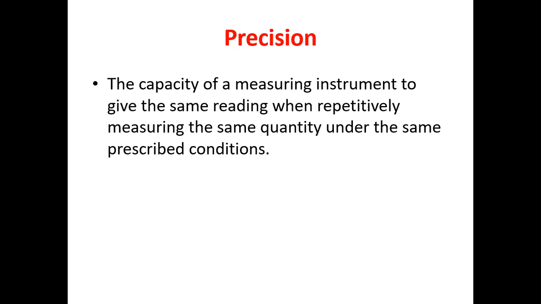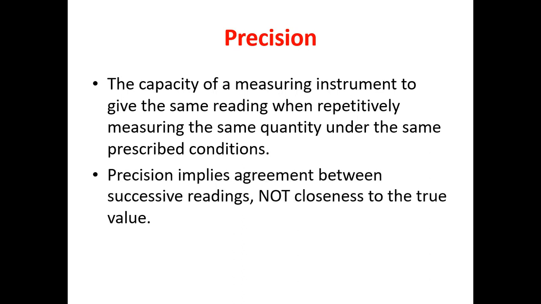Suppose you are going to repeat the same experiment within the same environment, with the same system, same equipment setup, same experiment setup. If you repeat the experiment again and again over a short interval of time and get similar readings, then we can say that this is precision. Precision implies the agreement between successive readings. It is not closeness to the true value, but whatever reading we get, we want to get a consistent reading again and again.